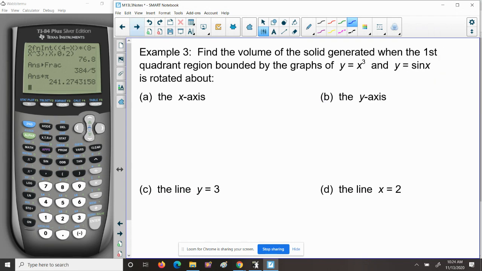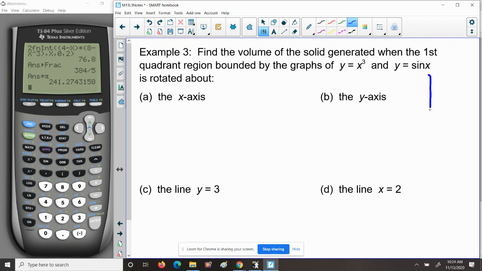All right, let's take a look. Now we're going to kind of combine. Okay, we're going to look at the same region for all four of these, but we're going to be doing some vertical rotation, some horizontal rotation. So we're going to have a mix of our disc, washer and shell method. So let's figure out what kind of region we're looking at first.